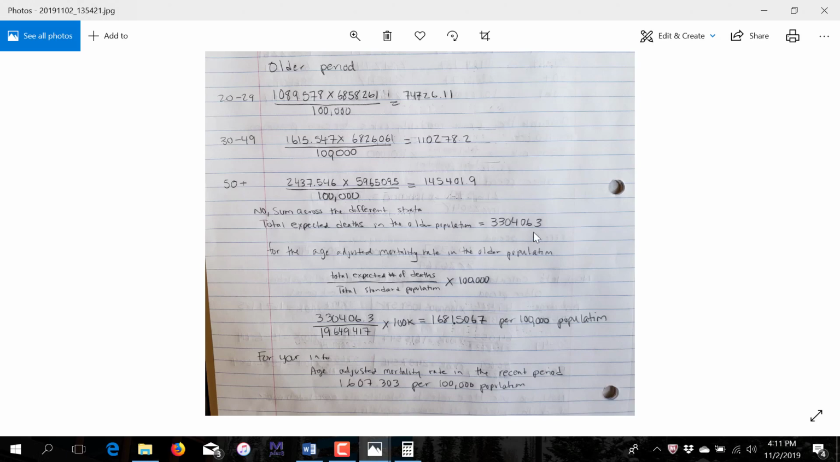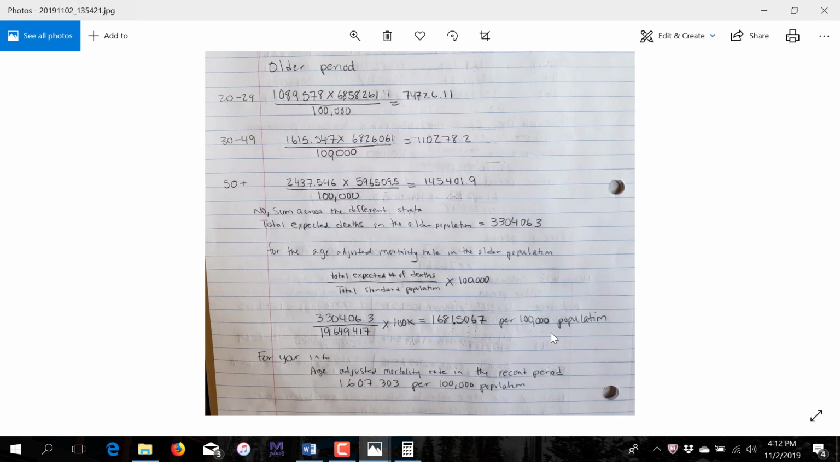We're going to take the total expected deaths, so it's this value, 330,406.3, and divide it by that standard population total, which I gave you a moment ago, and multiply that by 100,000. We want to get it back into that per 100,000 population. So we get 1,681.5067 deaths per 100,000 population. So that's in the older period.